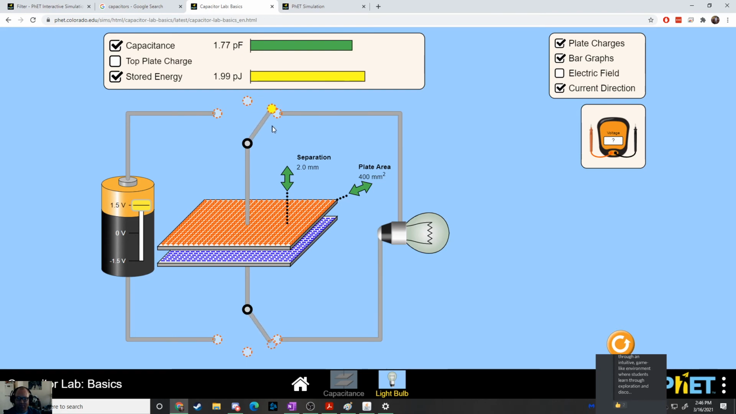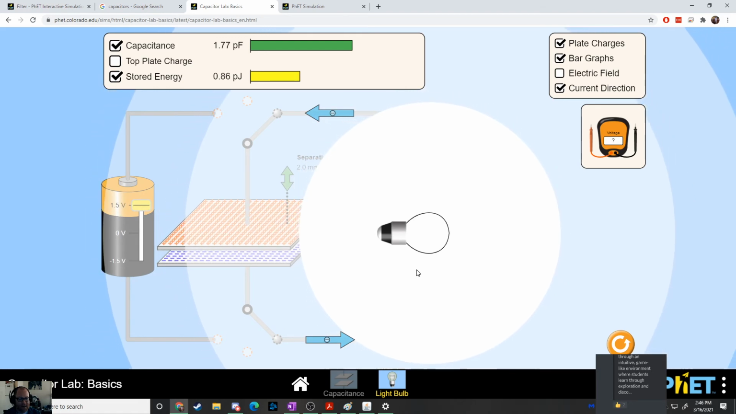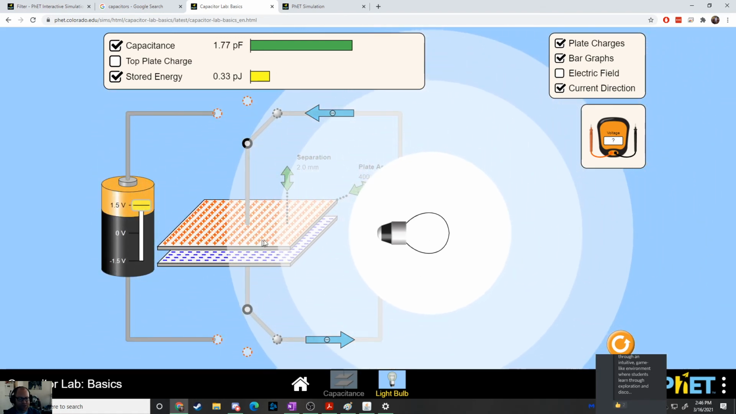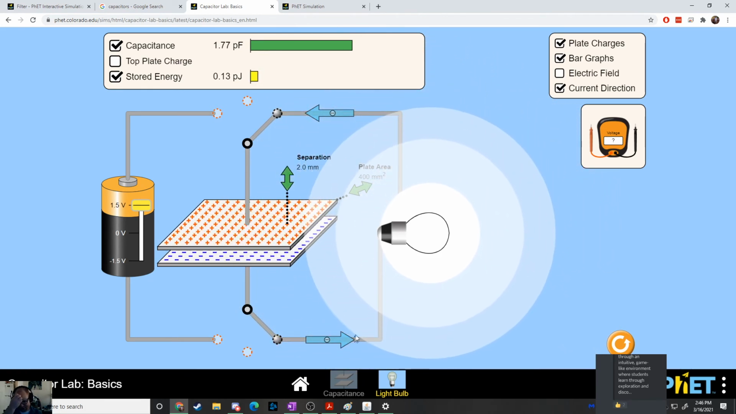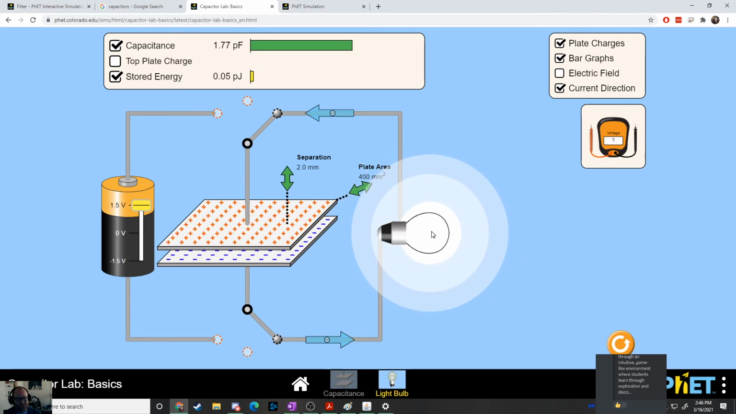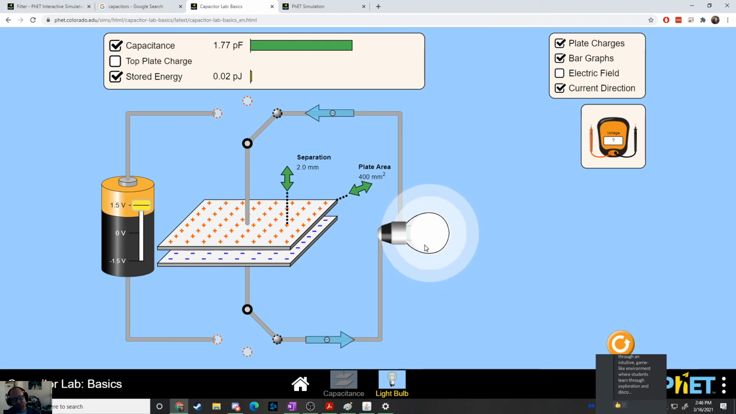So here we go. It starts off really bright, and it starts to dim over time. And notice as it's dimming, the charges on the plates are going away. There's a flow of electrons in this direction. Those electrons are flowing through the light bulb. The light bulb acts as a resistor and turns the flow of electricity into thermal energy, which is then turned into light energy as it heats up the filament. But that's a little short burst of energy.